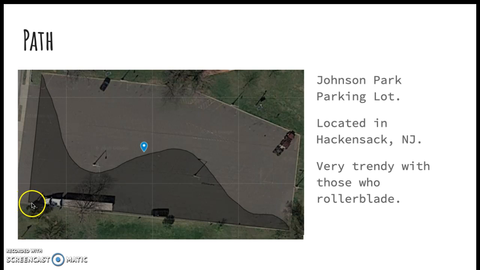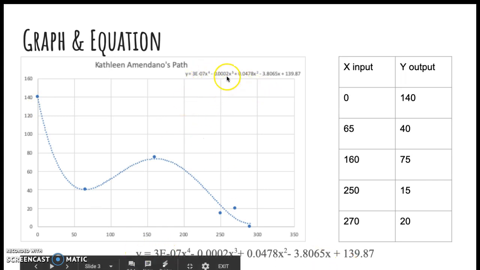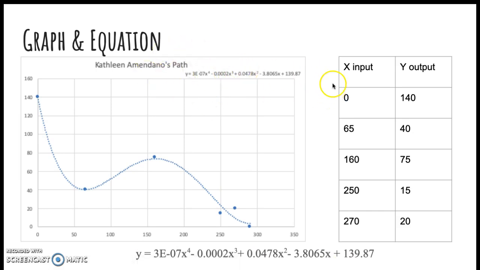measure from this point to my next point about here, and this will be used as my x input. Then once again I measured from this section to this point here, and this will be my y output, and I did this for my following 5 coordinates, as you can see here. And I plugged this into my Excel program, and it generated a graph for me and an equation for this polynomial, which can be found here or at the top right corner of my graph, as you can see.